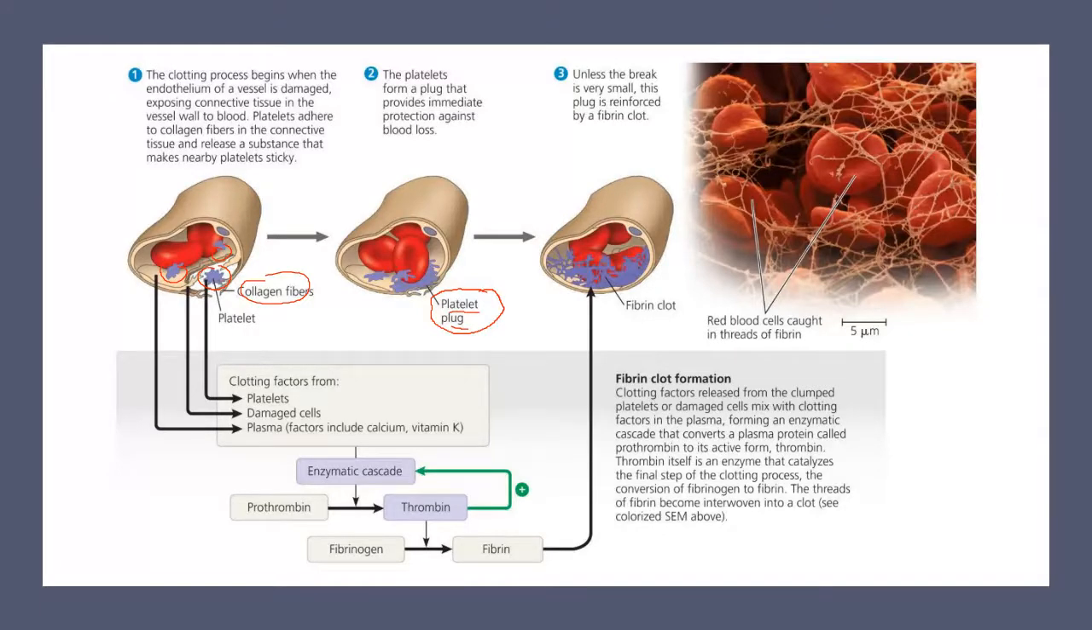Now, what happens then? Clotting factors come from the platelets, from damaged cells, even from plasma, the liquid part of the blood. All of this causes an enzymatic cascade, which is going to activate prothrombin into thrombin. And thrombin is then going to catalyze the reaction where it activates fibrinogen. So fibrinogen is inactive, and fibrin is going to be the active form.